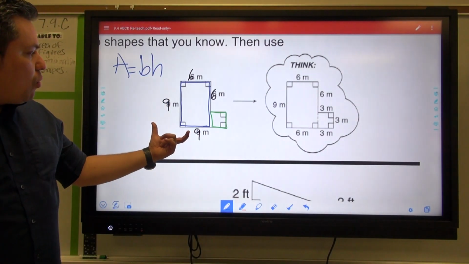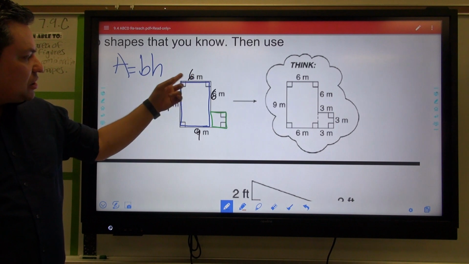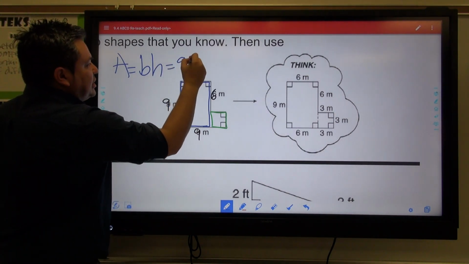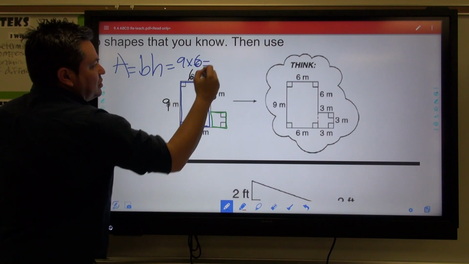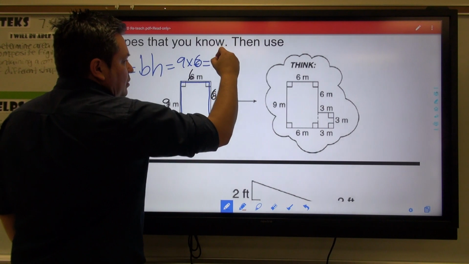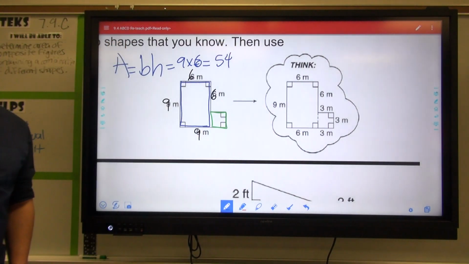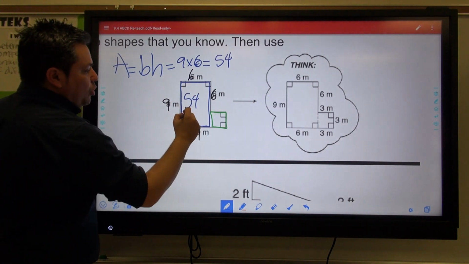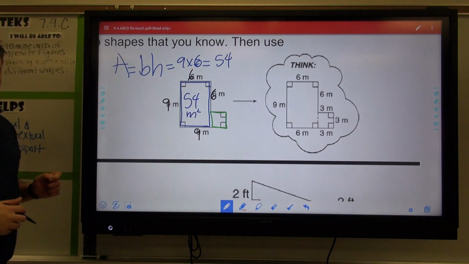Now if I look at the blue one, my two numbers are going to be what? 9 and 6. So this is just going to be 9 times 6, which is 54. Easy. So this whole thing right here, the blue, is 54 meters squared.